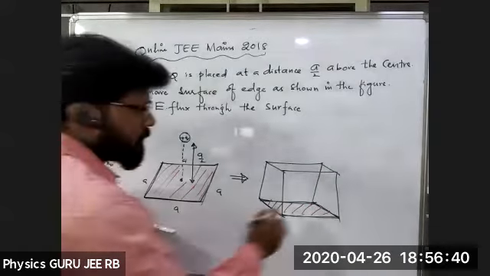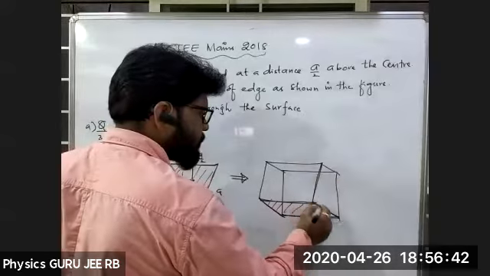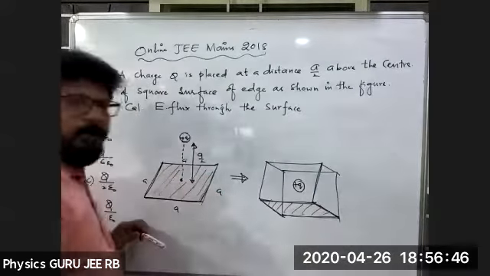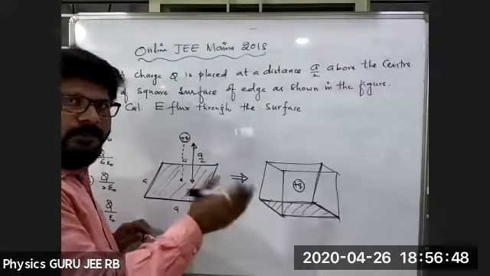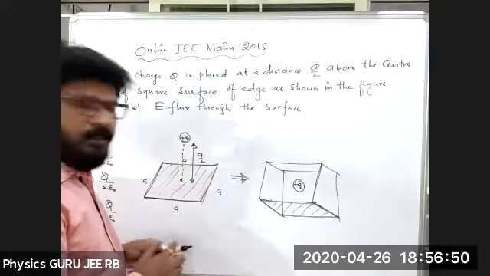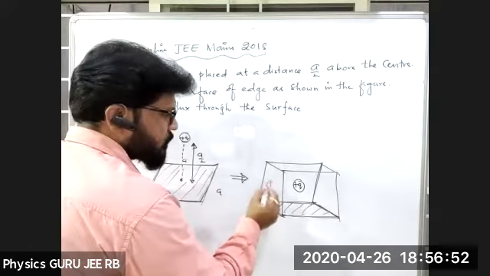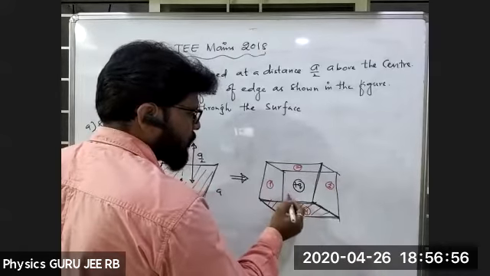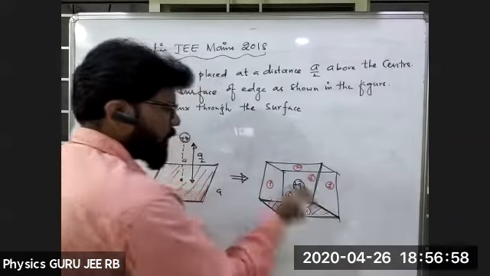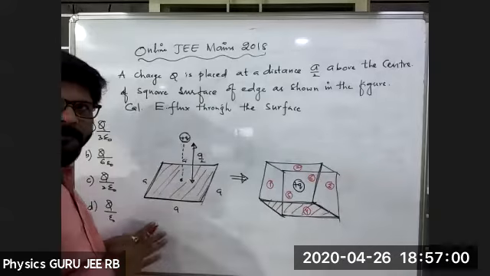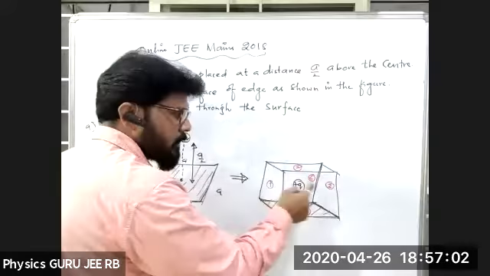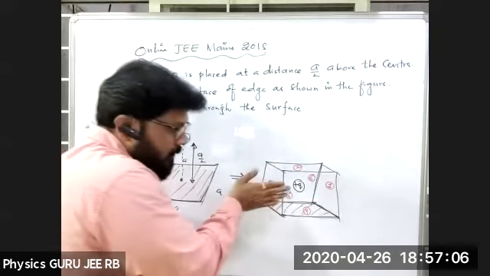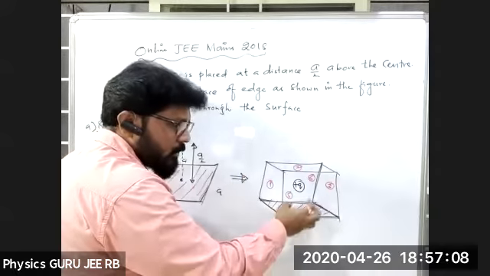Then here you can see, now the charge becomes the center of this particular cube. It will have how many surfaces? 6 surfaces will be there. So 1 surface, 2, 3, 4, and 5 and 6, front and back being 5 and 6. So 1, 2, 3, 4, 5 and 6, and the charge is placed inside. Now what we require is the total flux.